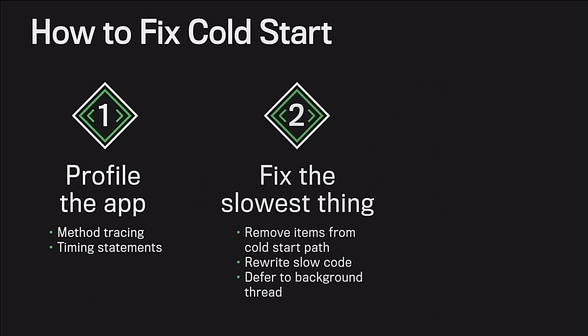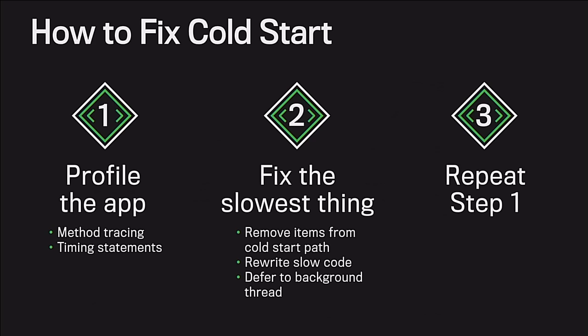And after that, you want to fix it, right? You want to take whatever is the slowest thing in your app and fix it. So you can either remove it from the cold start path, lazy load it. You can rewrite slow code. One example of that is we had some slow JSON parsing code that we rewrote to be faster. Or you can defer things to a background thread. If you're doing stuff on the UI thread that can be done in the background, we want to do that as well. And then once you do that, you want to go back to step one and start over again, figure out what's the next slowest thing, and keep going and iterate till you get your cold start to the time that you really want it to be.